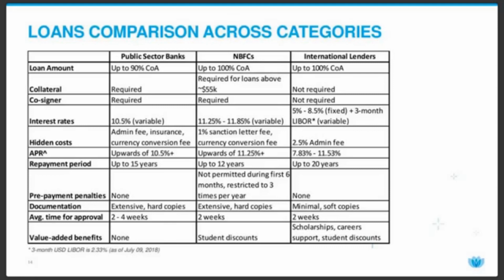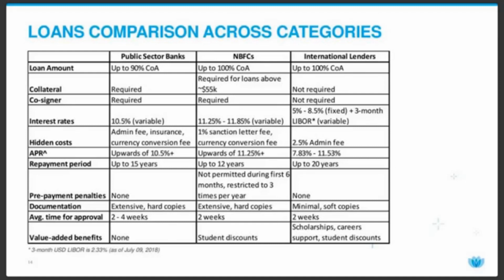Prepayment penalties, none with public sector banks or international lenders for that matter. NBFCs, it gets a little tricky. Just make sure you inquire about these. As of now, you're not allowed to make repayments during the first 6 months of your loan. And even when you do start making any kind of prepayments, this is, of course, over and above your EMI repayment, you will be restricted to only 3 prepayments per year.